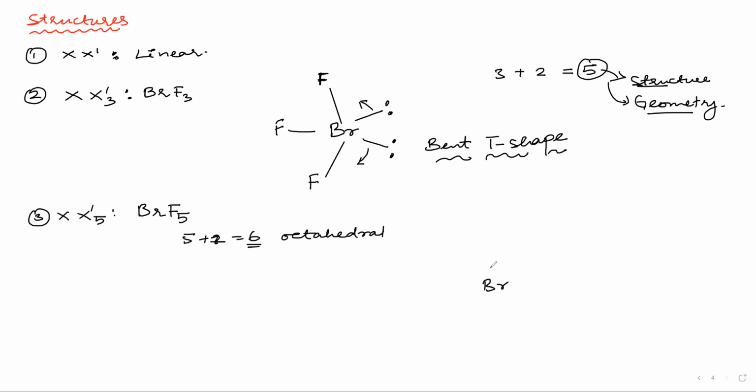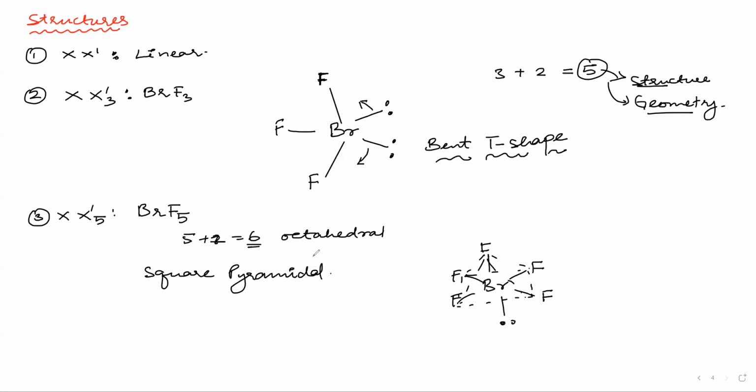Now you have bromine, 1, 2, 3, 4, 5, 6. Now in this you can put the lone pair anywhere because all of these are equivalent. Fluorine, fluorine, fluorine, fluorine, and fluorine. So as you can see, this is in one plane. Now you can make a pyramid like this. So this is what? Square pyramidal. This is square pyramidal, okay?